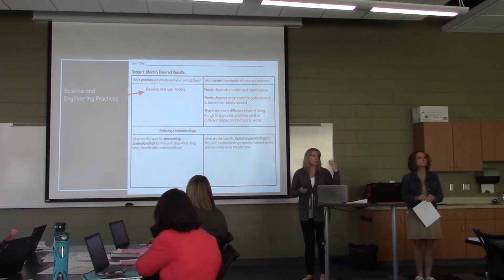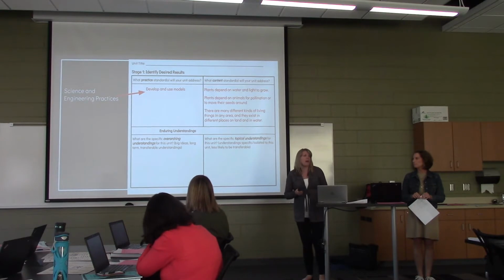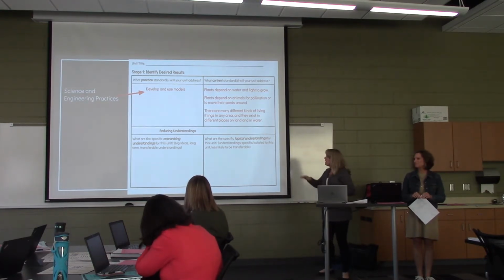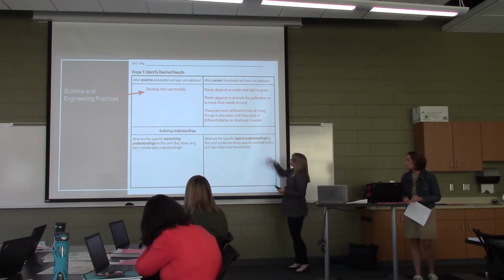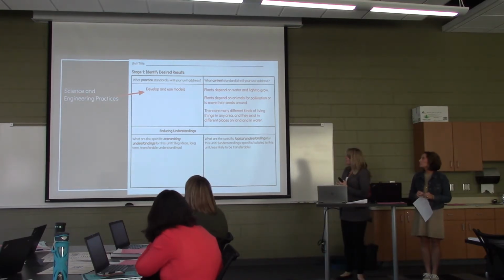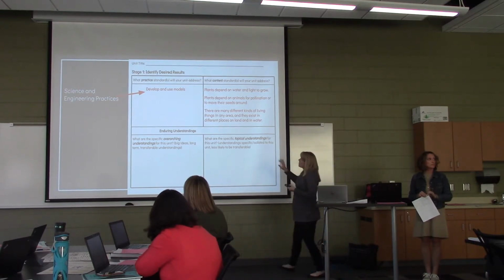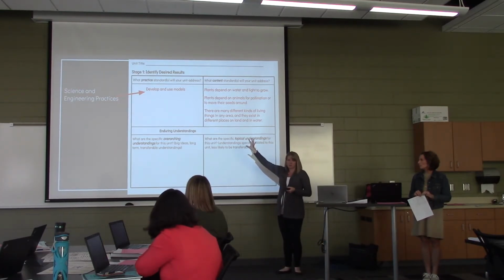The goal is to try to use one of these rubrics with your Science Companion unit and teach that practice a little bit, teach some strategies around it, and help them get feedback on it throughout. Then when I looked at my standards, I said, plants depend on water and light to grow is a content standard. Plants depend on animals for pollination or to move their seeds around. And there are many different kinds of living things in any area, and they exist in different places on land and in water. So it makes sense, the difference between the two.